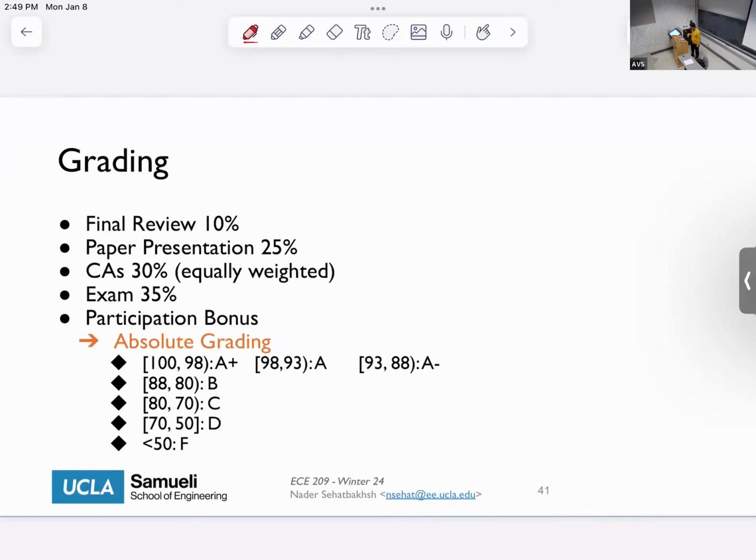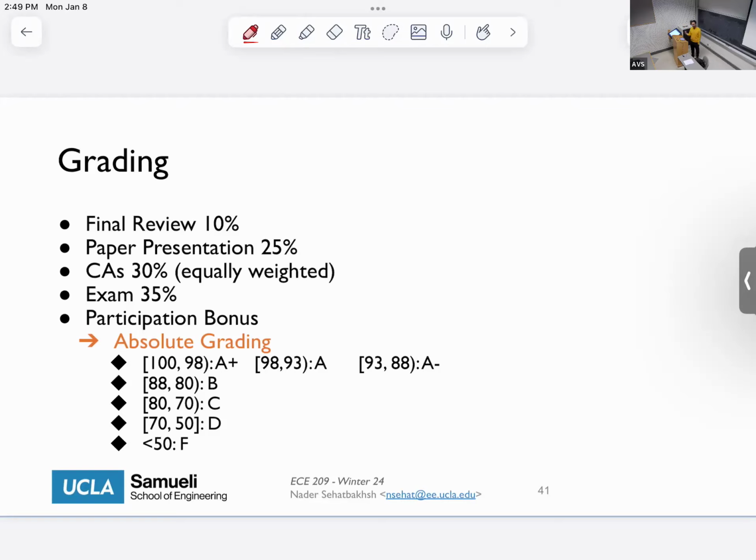The grading breakdown would be 10% for this final review, 25% for paper presentations, and 30% for computer assignments, divided equally among all the 5 or 6. The final exam would be 35%. There will be bonuses for participation, but no other points for the bonuses. The grading would be absolute grading. So if you're at 98 to 100, you're going to get A plus, 93 to 98, you're going to get A, 88 to 93, you're going to get A minus, and so on and so forth.